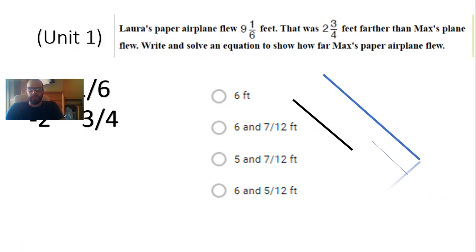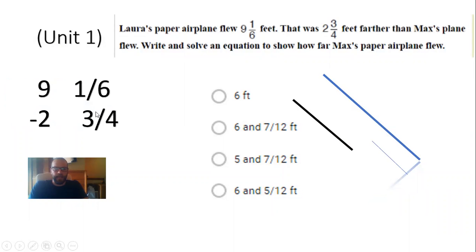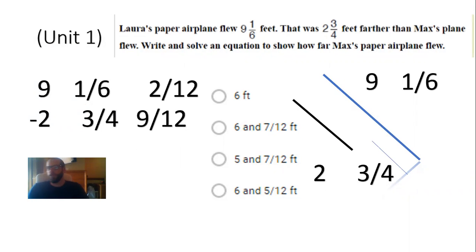So write and solve an equation. To figure out this one, we have to take blue and subtract this line to find that black line. So 9 1/6 minus 2 3/4. First thing we have to do is give them the same denominator. 6ths and 4ths, they both turn into 12ths. How many 6ths make 12ths? 2. So 1 times 2 is 2. How many 4ths make 12ths? 3. So 3 times 3 is 9.